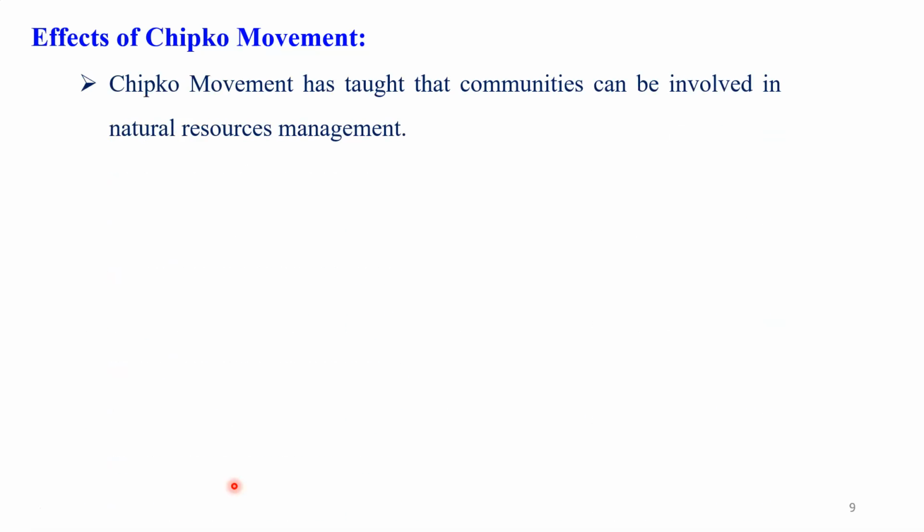At that moment, the deforestation process was stopped with the help of the Prime Minister's decision, and the local Chief Minister also agreed, and lastly this movement was a success. After that, we observed a few very important positive impacts of the Chipko movement. The first and very important one is that the Chipko movement taught that the community can be involved in natural resource management.